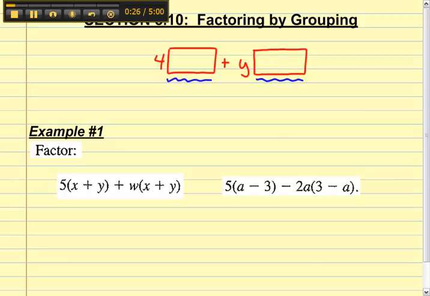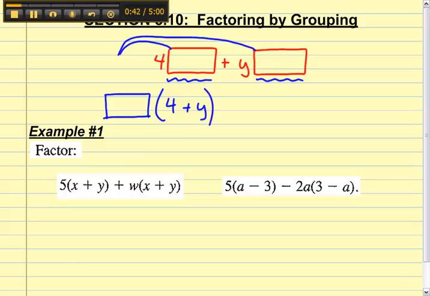So I've really got 2 terms. I've got 4 box plus y box, okay? Now, the thing is, each of these terms has a box, so that means that I can pull out that box out front, right? So now I've got box times 4 plus y, okay? I just pulled it out front, I undistributed, and I've got that 4 plus y in there.